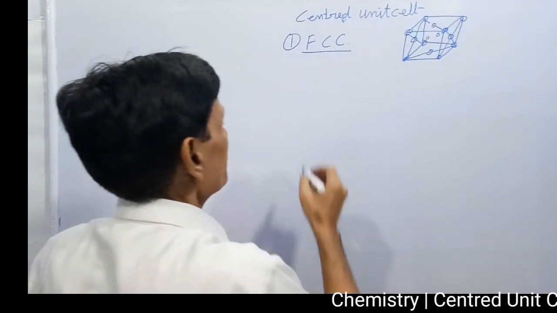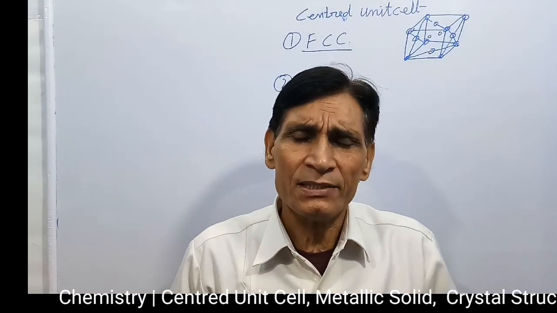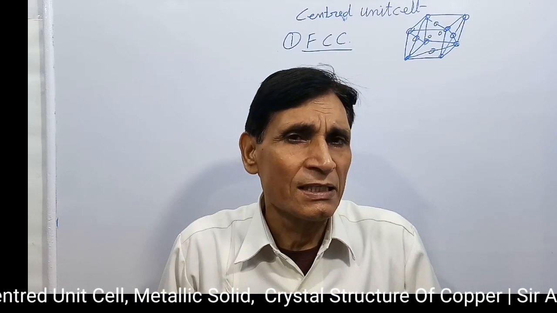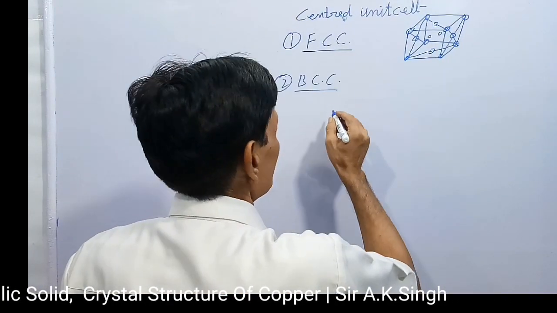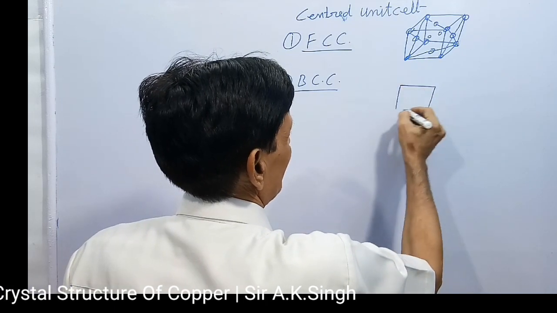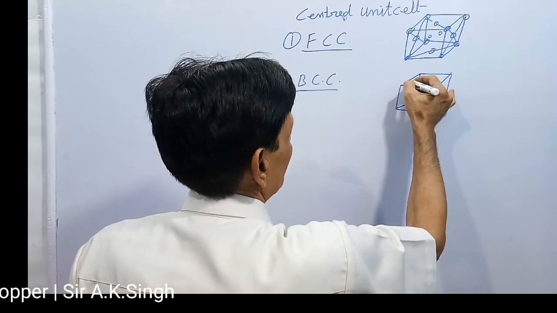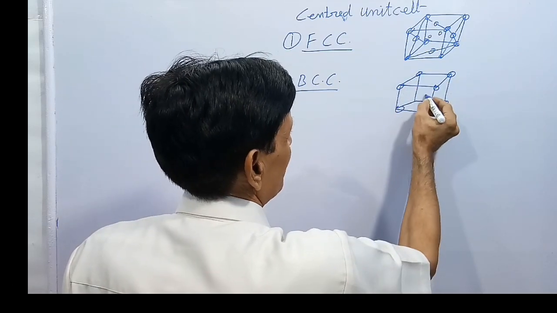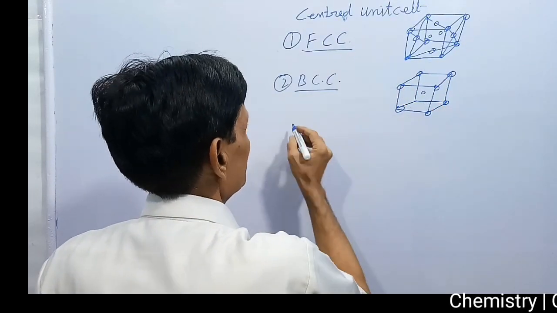Number 2, BCC, body centered unit cell. In addition to constituent particles present at the corner position of the unit cell, there is one particle at the body center of the unit cell. Such a unit cell is called a body centered unit cell. See the drawing. Suppose this is a unit cell, then particles occupy the corner positions, but one particle is there in the center of the unit cell. This is called BCC arrangement.